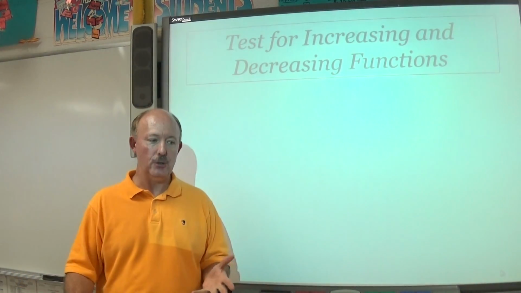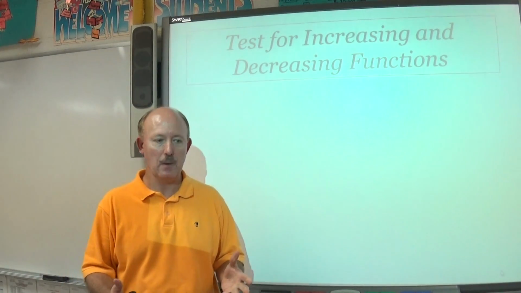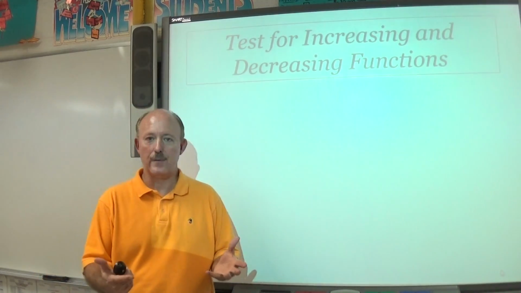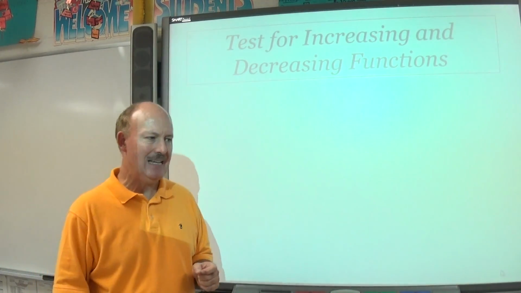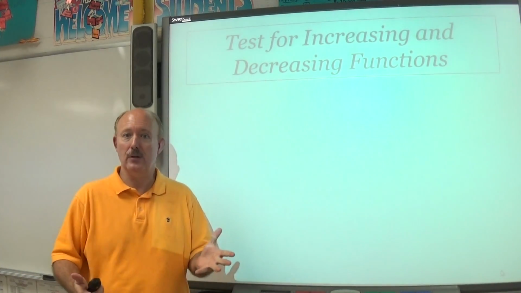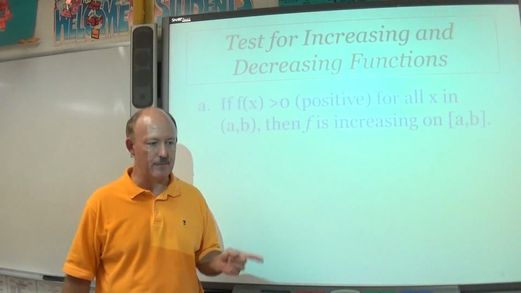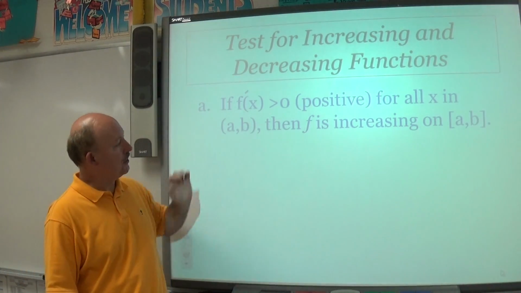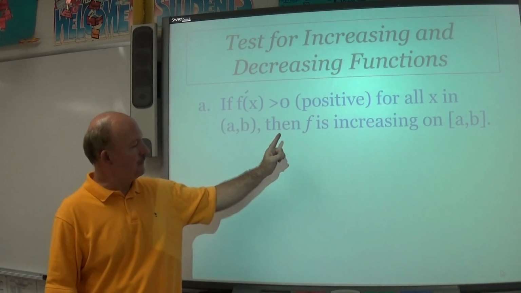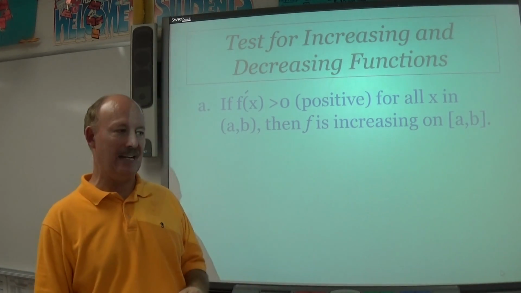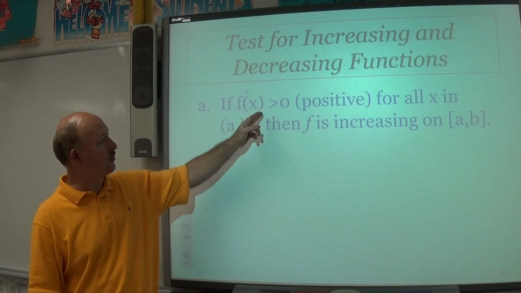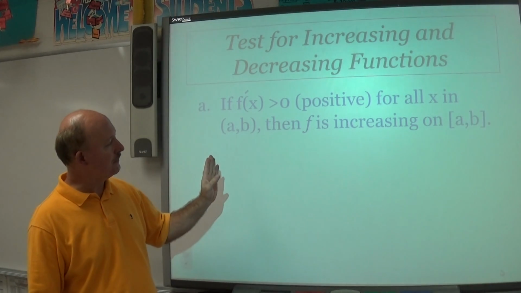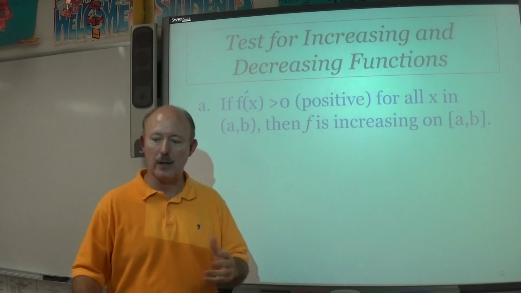Now, we have a little test that we can use for increasing and decreasing functions. So we can tell, without looking at the graph, if we've got the function, how can we tell whether a part of the function is increasing or decreasing? So we have a little test to determine whether or not a function is increasing or decreasing at a particular point. Okay, first, if the derivative is positive for all x in the interval from a to b, then the function is increasing on the closed interval from a to b. All right, now, if the derivative is greater than 0, so if the derivative is positive for all x in that interval, then the function itself is increasing on the closed interval from a to b.